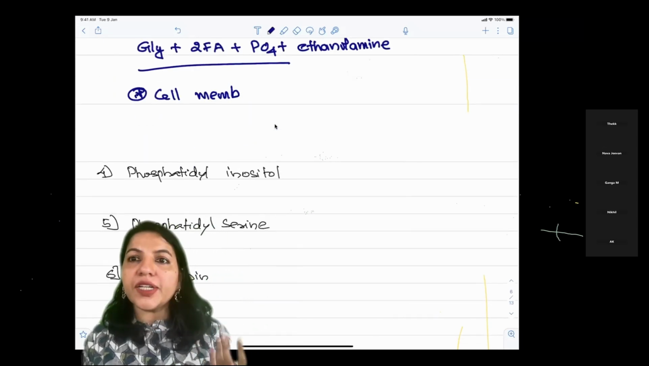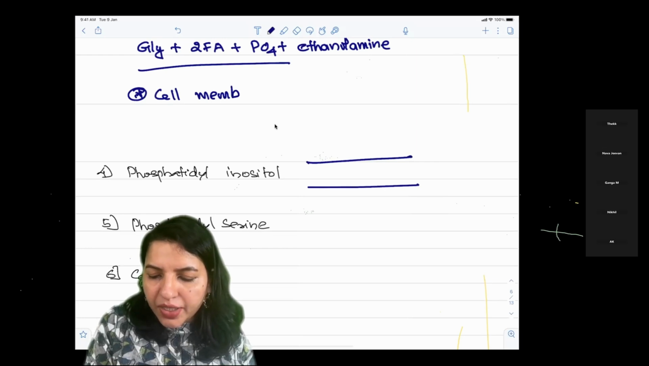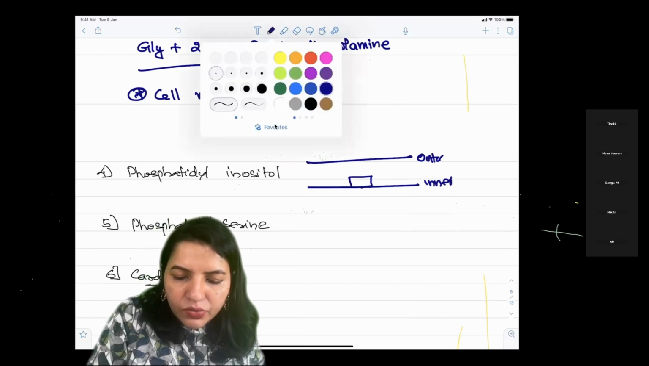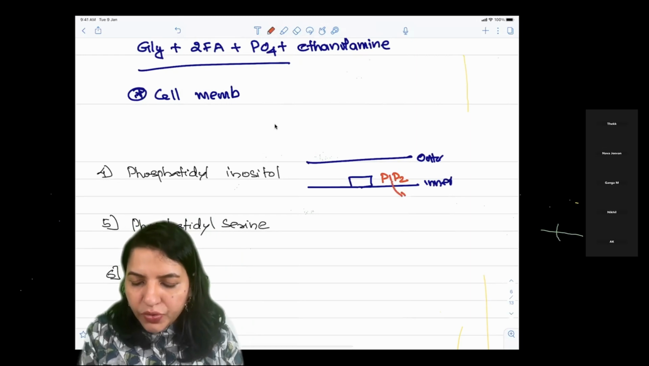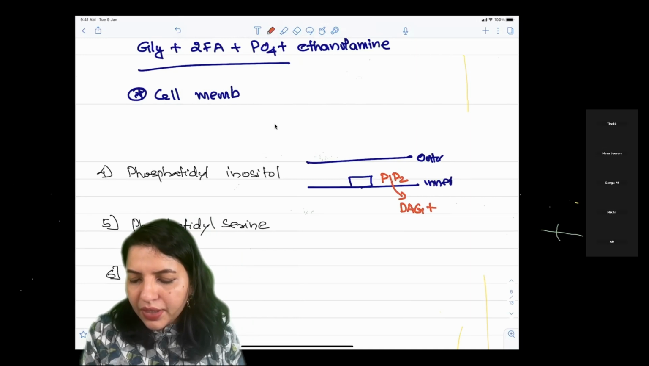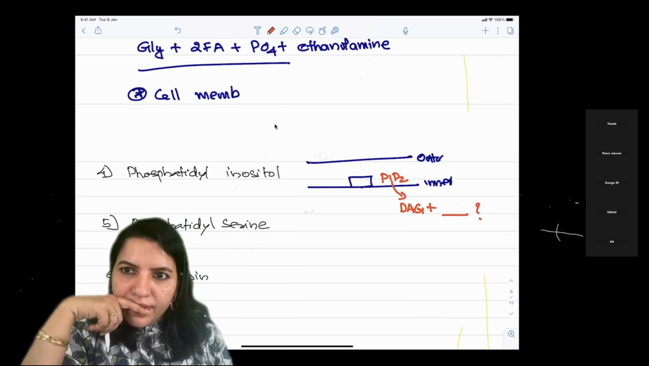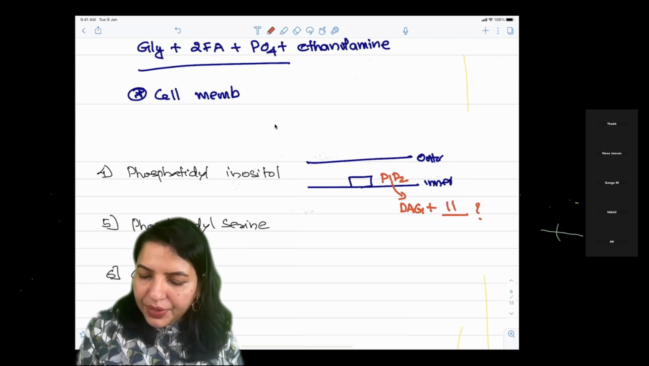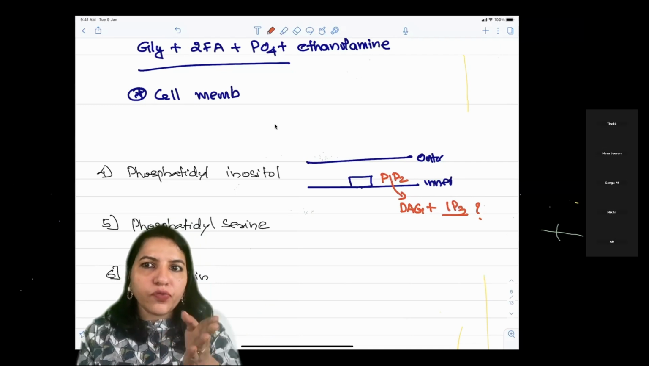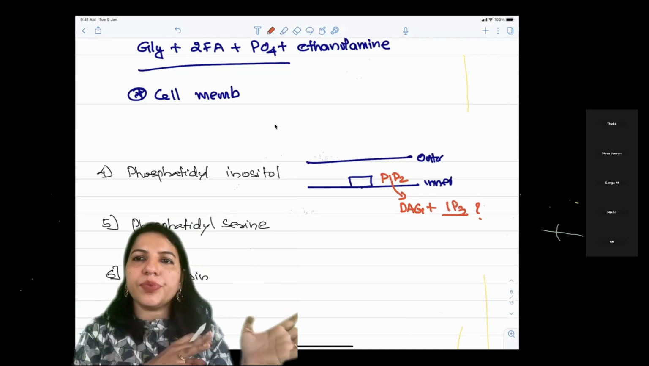Now, phosphatidylinositol. Usually we know that it is present in the inner leaflet of the plasma membrane. The plasma membrane has an outer and an inner leaflet. In the inner leaflet, you can find phosphatidylinositol, usually as PIP2, phosphatidylinositol diphosphate. From PIP2 we get diacylglycerol plus, can anybody fill this? IP3, inositol triphosphate. One phosphate is already present here, and inositol diphosphate combines with it to become inositol triphosphate.